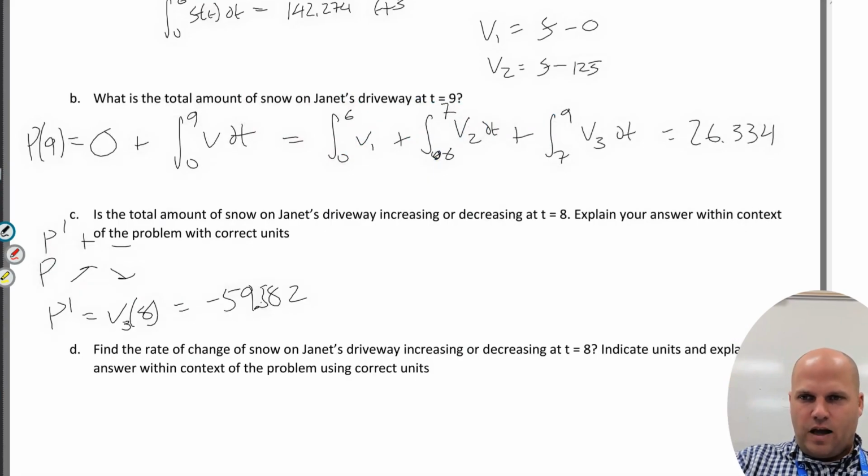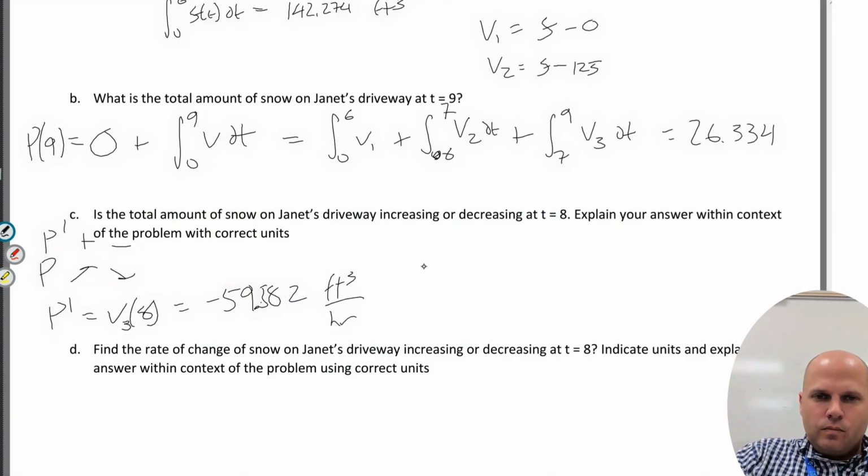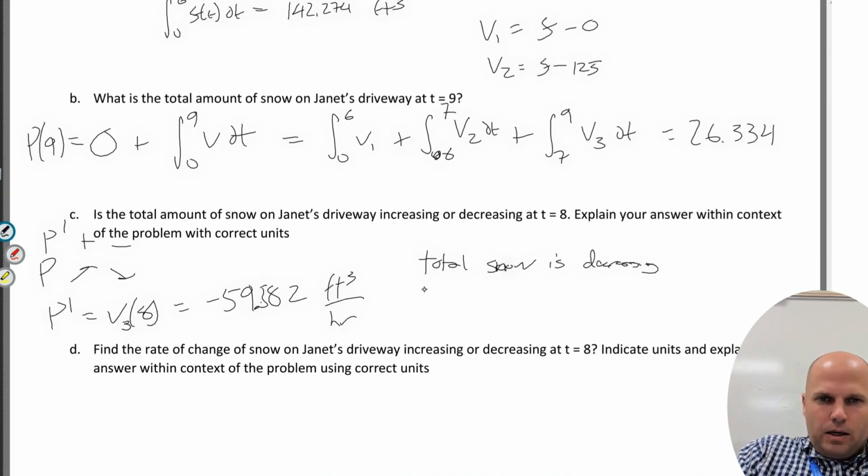That's just the value of the velocity. That's the value of the derivative, in cubic feet per hour. The total snow, not the rate of change, but the total, is decreasing by 59.582 cubic feet per hour.